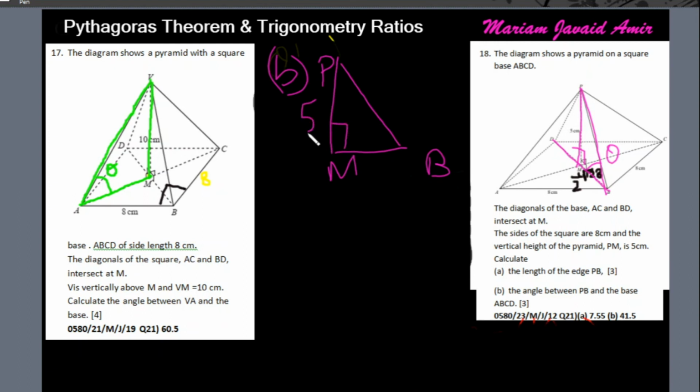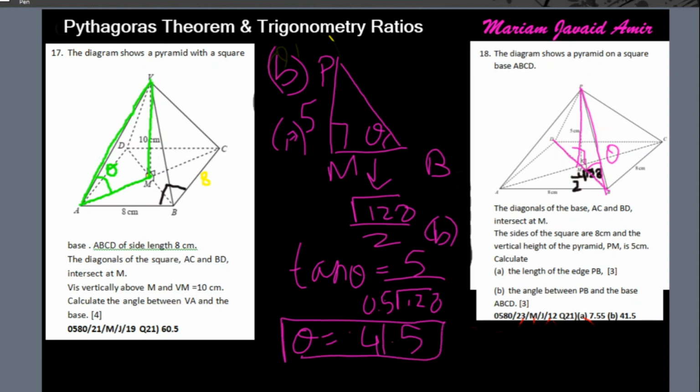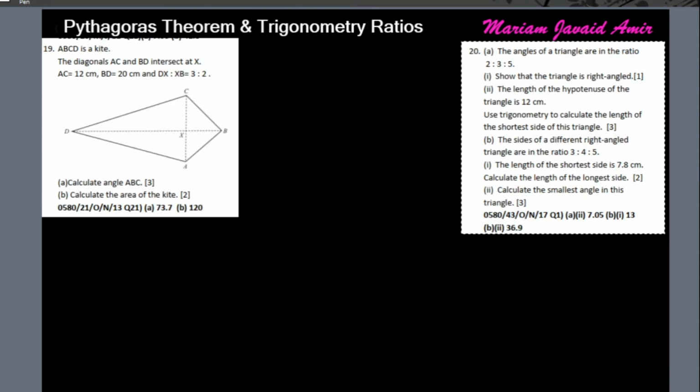This length is 5, and MB from the last part came out to be under root 128 over 2. So now I need this angle, so this is perpendicular, this is base, so I'll use tan theta. Tan theta is equal to perpendicular over base, 5 over 0.5 times under root 128. So theta will be tan inverse of this. When I use my calculator to find tan inverse of this fraction, I will get 41.5 as the rounded off answer. Next up is question 19.